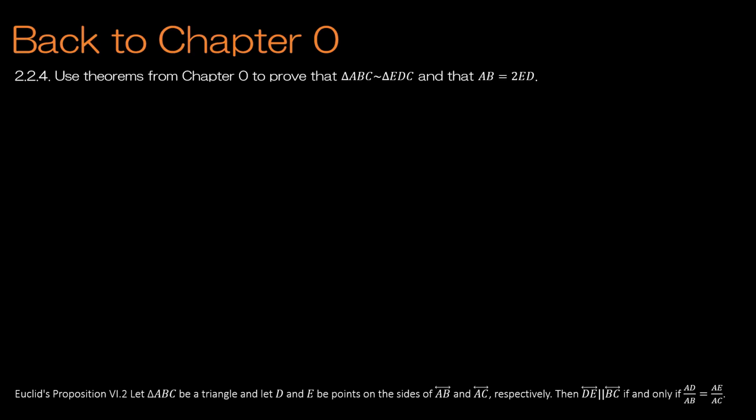For our first proof this week, we're going to use what we learned in chapter 0 to prove that we have two similar triangles and that AB is equal to 2ED. Now that might seem a little bit vague, but if you're in my class, then you're already working through these same types of experiences in GeoGebra.